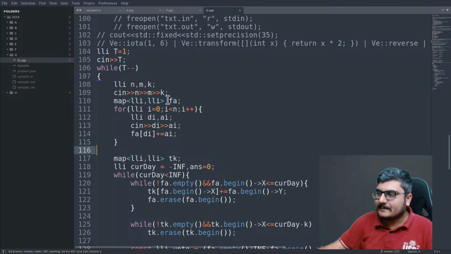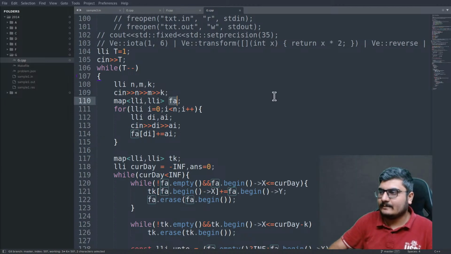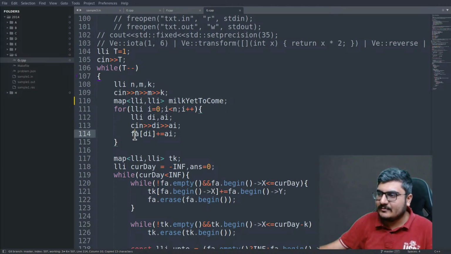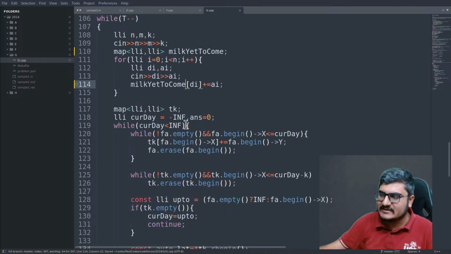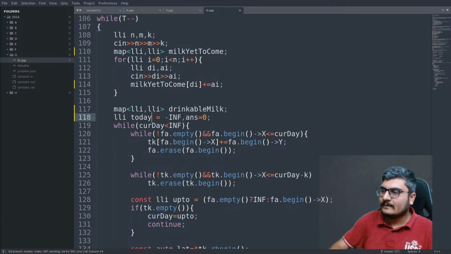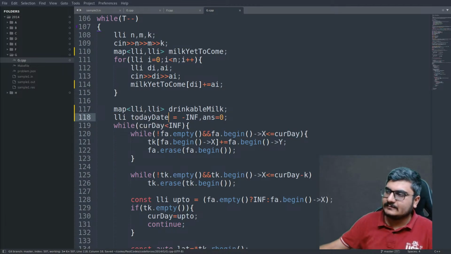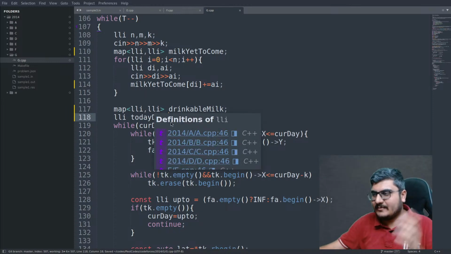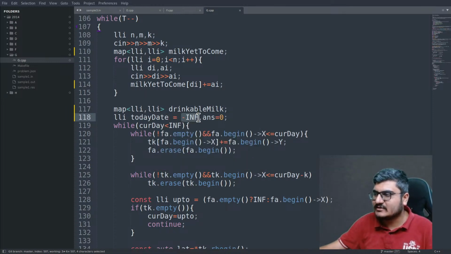So the idea is, let's say milk, we have 1 counter for milk yet to come, for which each day we count for how many days that comes. We also maintain drinkable milk. Today's date. Right now, let's say we start from infinity, it doesn't really matter. You can also start from 0.